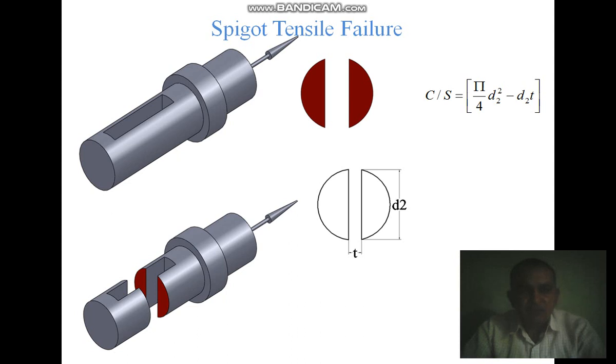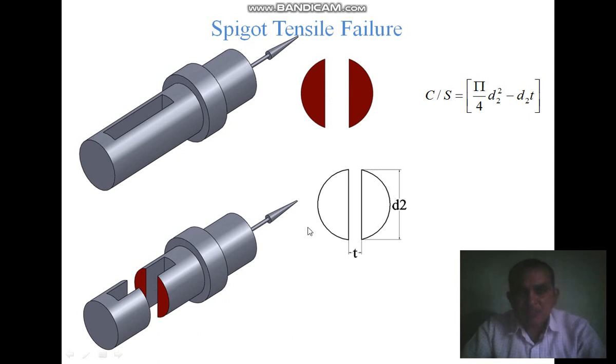Maybe the failure occurs in the spigot diameter, or maybe it occurs in the minimum cross section. Obviously, a hollow cross section is present where we are going to insert the Cotter, and it is a typical cross-section area. The failure occurs at the typical zone of this cutting portion. So this is the area where the tensile failure occurs. So our aim is to find out the area.